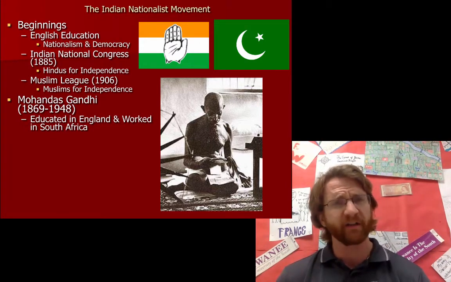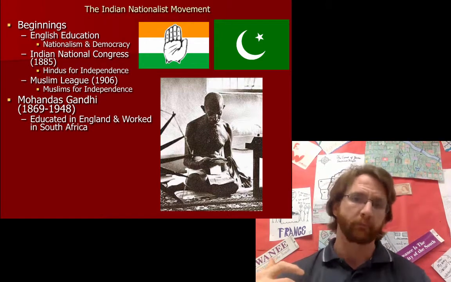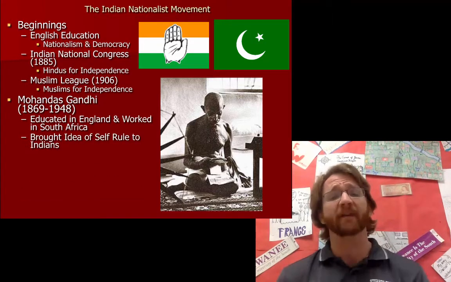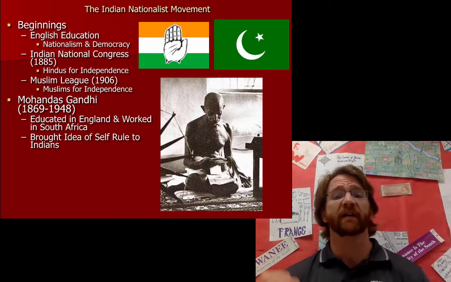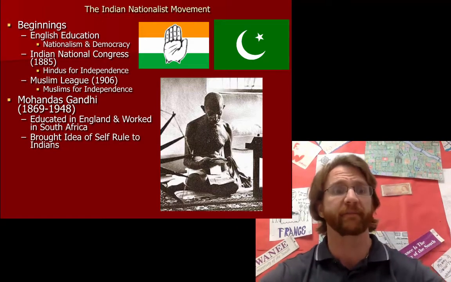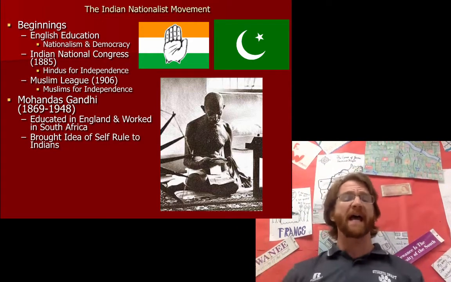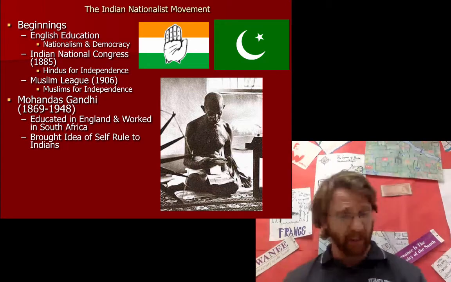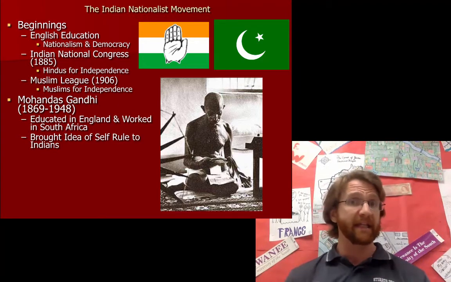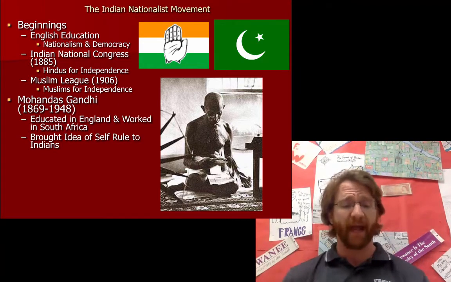Mohandas Gandhi initially worked as a social worker and a lawyer, and he was educated in England and worked in South Africa, and he saw the South African independence movement. And he saw South Africans gain self-rule, and he said, I want to take that home to my country. He saw the South Africans being able to govern themselves following their Boer Wars. And he said, Indians should be allowed to do the same thing. We are no different than South Africans, and so we should be able to have that.